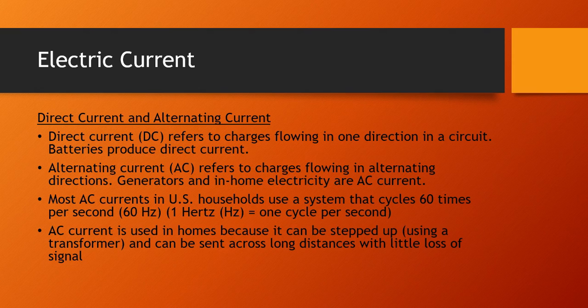We use AC current because we can step it up with things called transformers, which we'll talk about in the next chapter, and we can then send an electric signal a long distance without much loss to that signal.